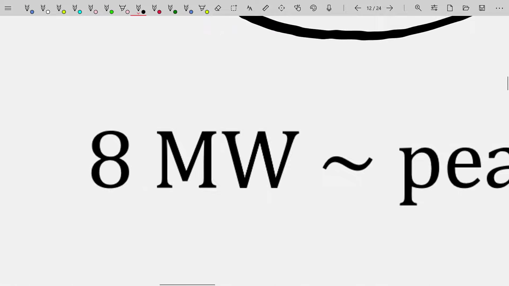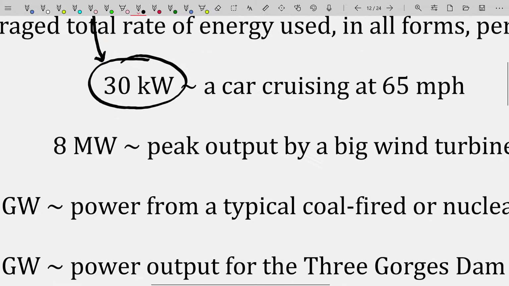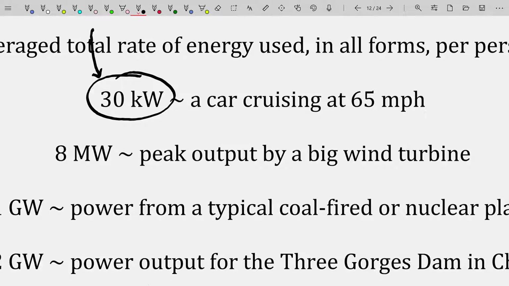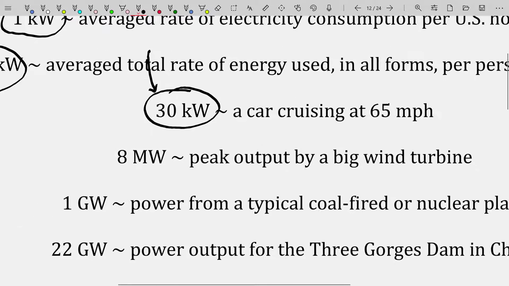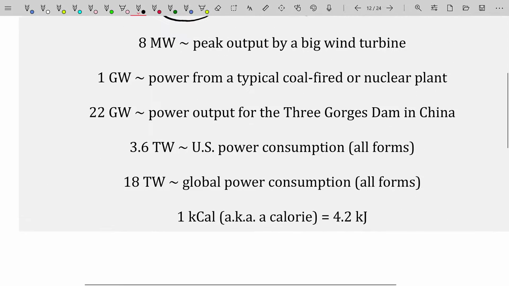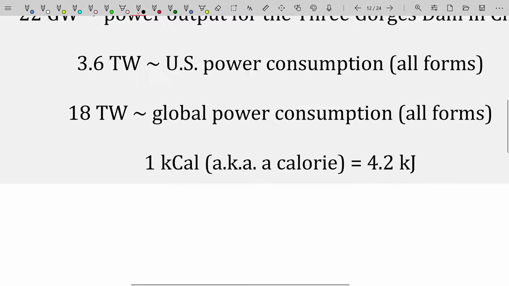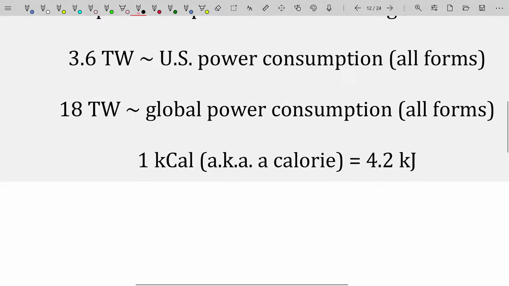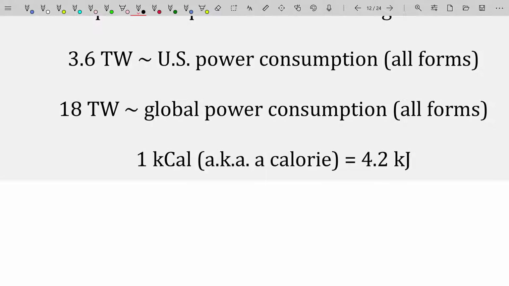Let's see, the rate of 8 megawatts is the peak output by a big wind turbine. That's kind of nice, a rate of flow of energy. And you can read all these down here. I'm just going to end up going down to the bottom. 18 terawatts, that's the global power consumption in all forms. That's the amount of electricity flowing through all systems. And it's actually not just electricity, it's all forms. So it's the rate of flow of energy altogether on the planet.